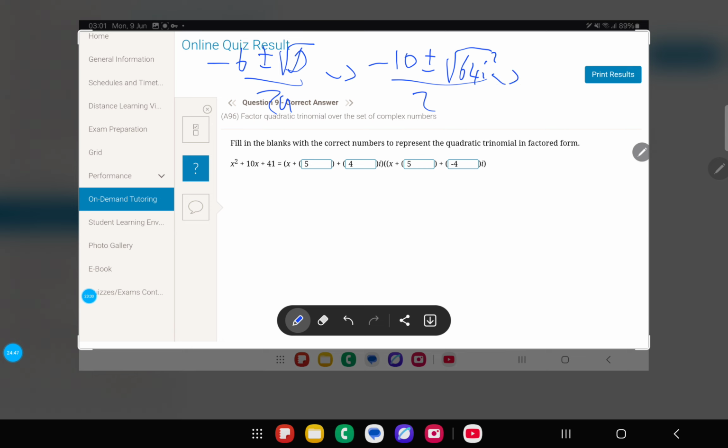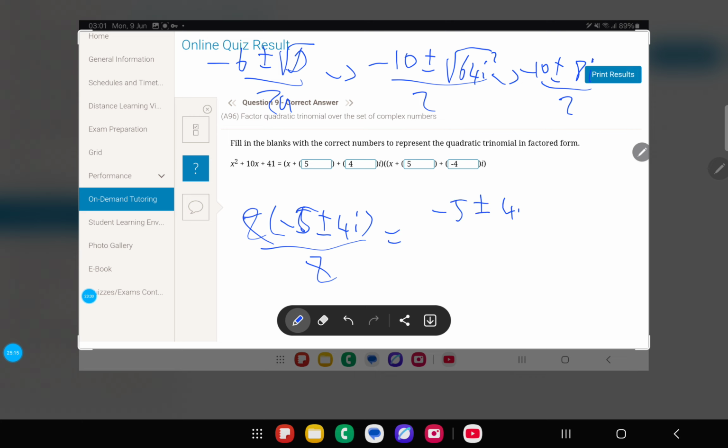Now to factor it, to take it out of the radical, it becomes negative 10 plus minus 8i over 2. Then you factor it, you get 2 times negative 5 plus minus 4i over 2. Cancel both 2's. You're left with negative 5 plus minus 4i, which is two cases: negative 5 plus 4i and negative 5 minus 4i.